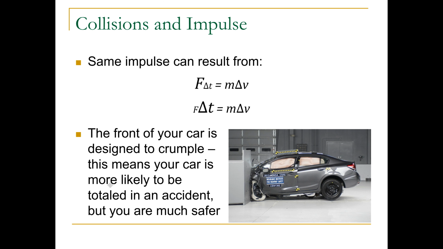So one way this can be achieved with cars is by turning the front of the car into what they call a crumple zone. So the front of the car is meant to crumple up because by doing this, it means that the collision lasts longer. So if you have an accident, cars today are designed to total more easily. And all of that is just to protect the occupants in the car. So your car is less likely to survive the accident, but you are much more likely to survive.